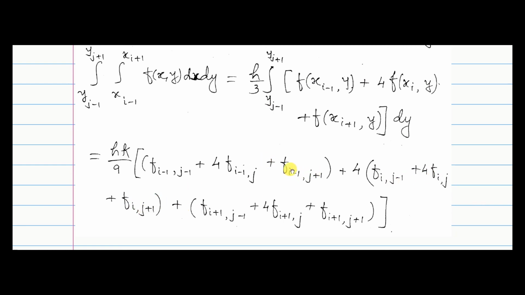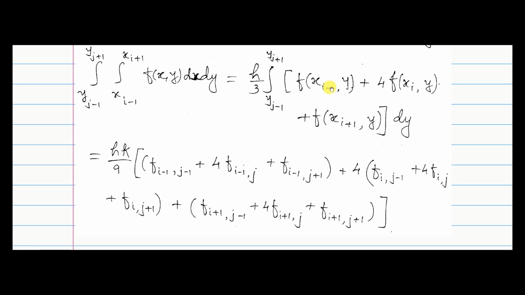So instead of i minus 1, now simply we are putting i. 4 is already present, and this 4 is for the middle term. Similarly, for the third portion, i plus 1 stays as it is, with j minus 1, then 4 times f(i+1, j) plus f(i+1, j+1). These three terms are dedicated to this one, f of x(i+1), y, for this integral.